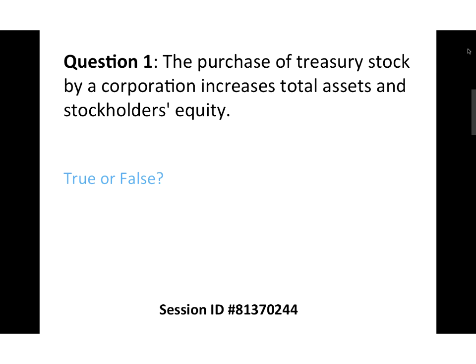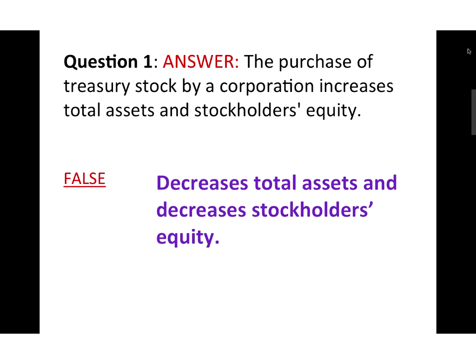Now, treasury stock: when a corporation buys treasury stock, it's going out and buying its own stock. So it's taking its cash, giving its cash to whoever's holding its stock, and getting its own stock in return. So it's giving up cash. When we look at this question, the purchase of treasury stock by a corporation increases total assets. When a corporation pays cash, is that increasing total assets? No, it's decreasing total assets. So this first question, it's false.